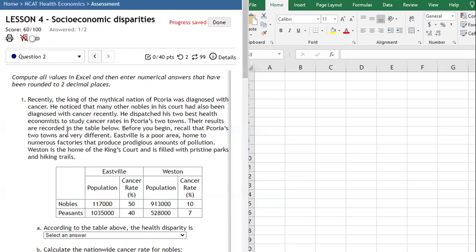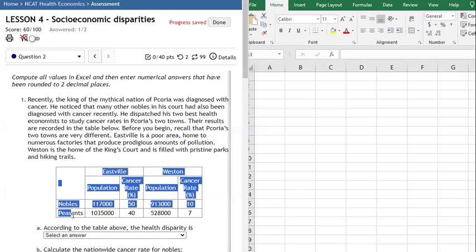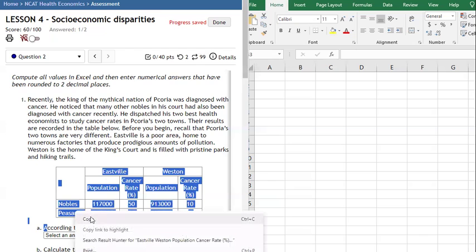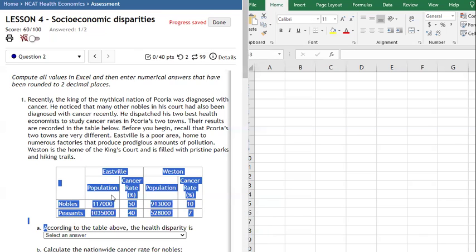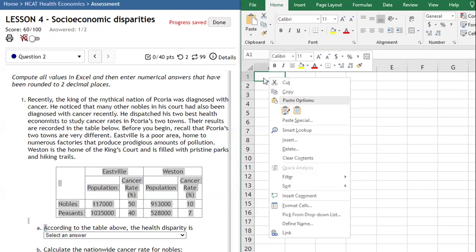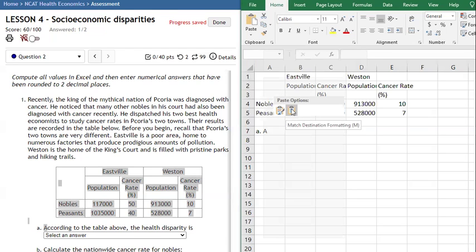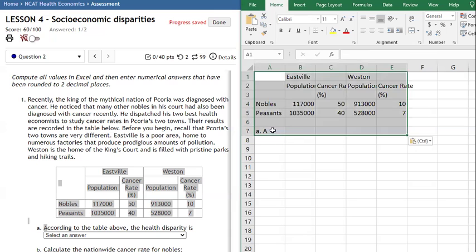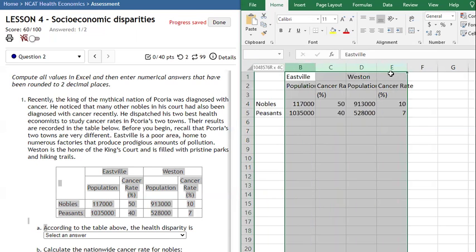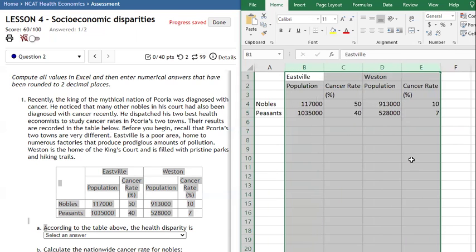So the first thing we want to do is copy this table into Excel. And when you copy a table from the internet, you want to copy the values in the table plus something outside the table. I'm grabbing the letter A here. And then in Excel, you want to right click on A1 and then choose match destination formatting. And then I'll format this a little bit so we can see it well.